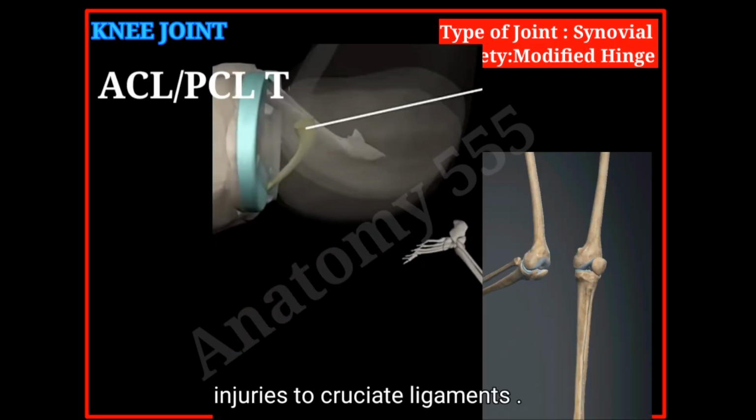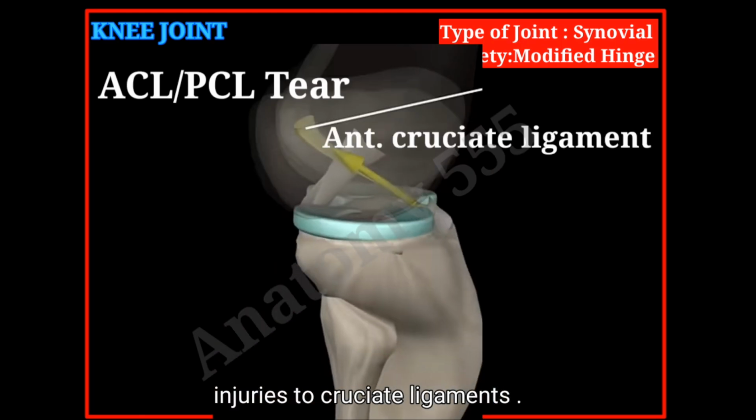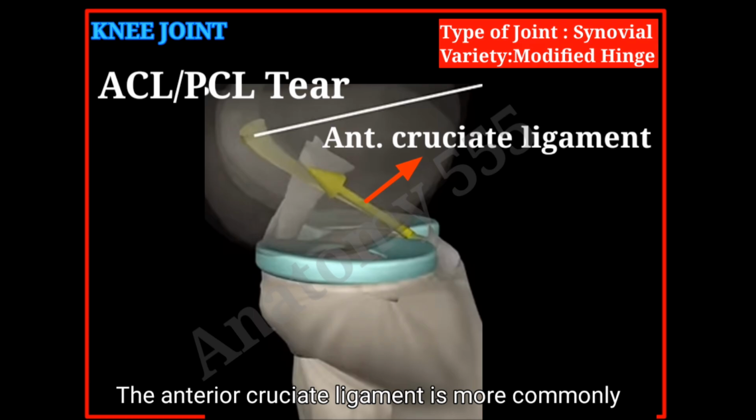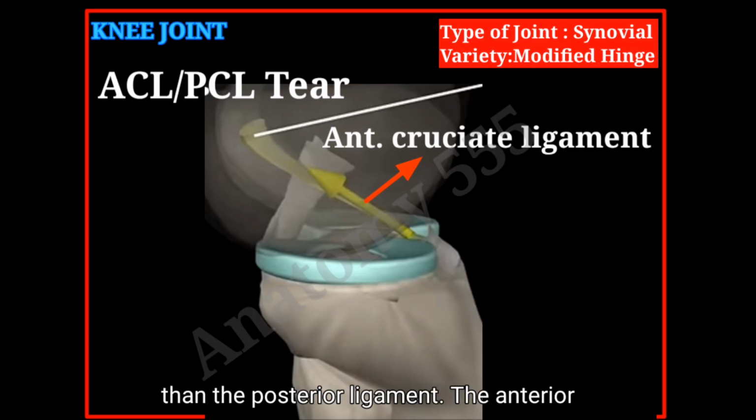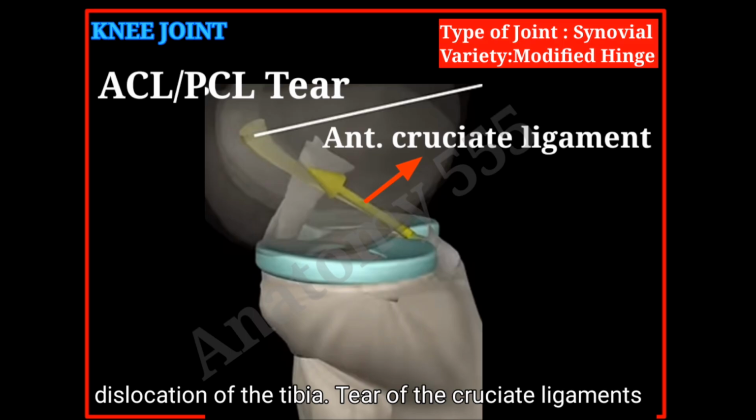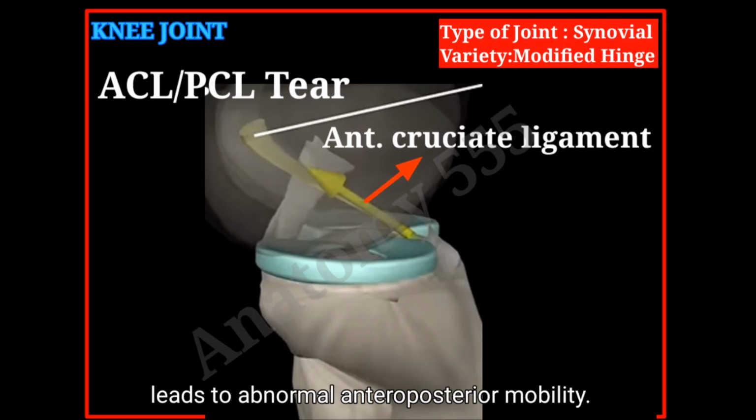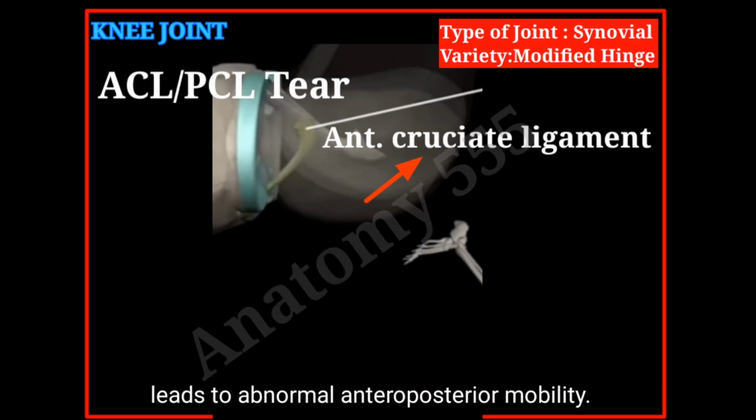Injuries to cruciate ligaments. The anterior cruciate ligament is more commonly damaged than the posterior ligament. The anterior cruciate ligament is injured in the anterior dislocation of the tibia, whereas the posterior ligament is injured in the posterior dislocation of the tibia. Tear of the cruciate ligaments leads to abnormal anteroposterior mobility.